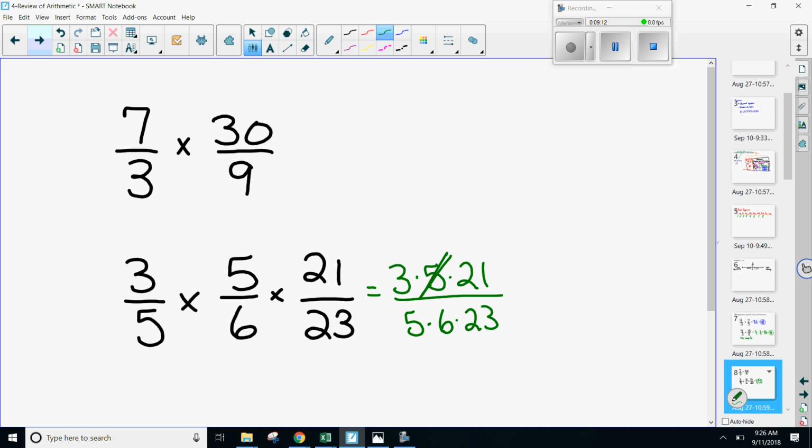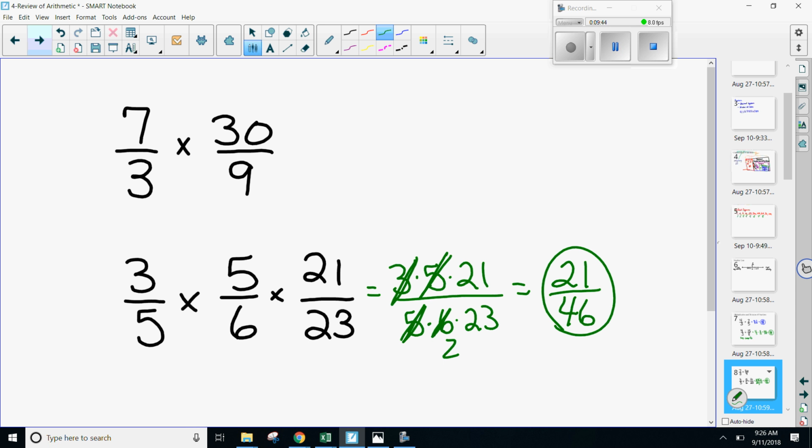The 5s will reduce with each other. What else will cancel out of those factors? 3 and 6. 3 goes into 6 twice. So now what you end up with is 21 over 2 times 23, which is 46. And I know that's reduced. And I don't have to work with such large numbers and try to figure out if it is reduced.